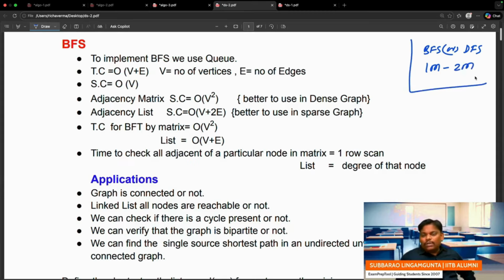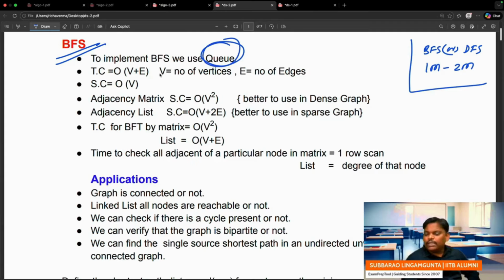After this, if anyone has not done BFS, DFS, please go through it. Do a few problems of BFS and a few of DFS, and complete all the PYQs. Now let's see BFS. To implement BFS, we will use a queue. Okay, remember, BFS uses a queue.